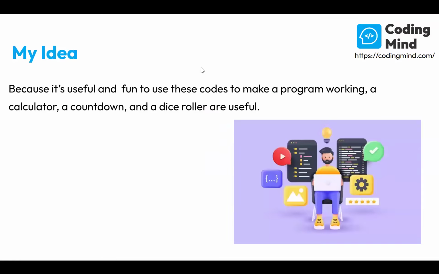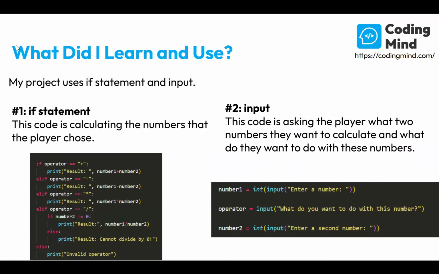So, my idea of this project is because it's useful and fun to use these codes to make a program working. A calculator, a countdown, and a dice roller are useful. What did I learn and use?